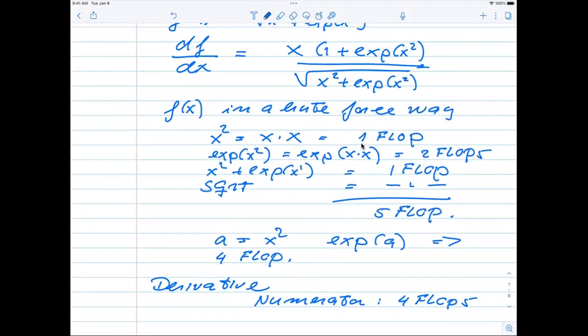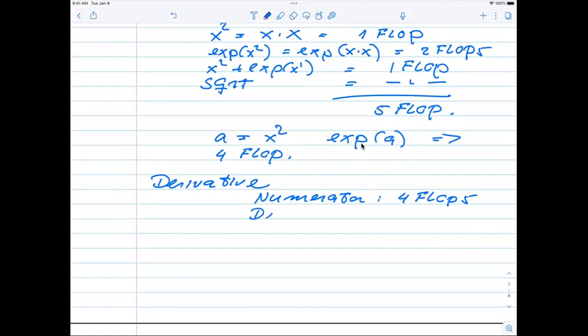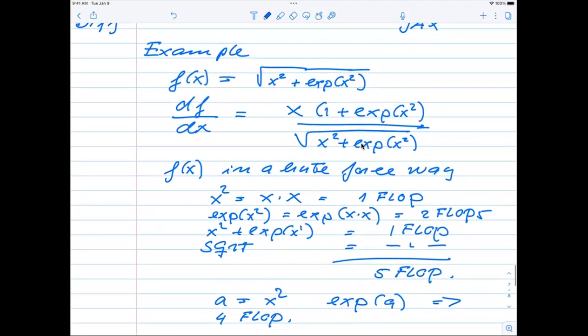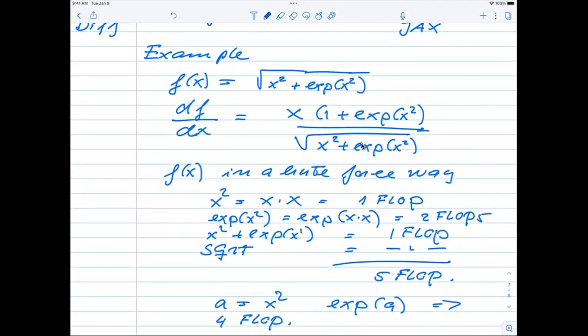Next, if I look at the denominator, that's the same as the function itself, and that corresponds to 5 floating point operations, plus I have a division. So in total, if I don't do any smart thinking, the numerator is 5 flops, plus division, which is 1 flop. This gives us in total 10 floating point operations. So if I were to take symbolic Python and calculate the derivative, and then translate that derivative into a Python program, it would actually just translate it as it stands.